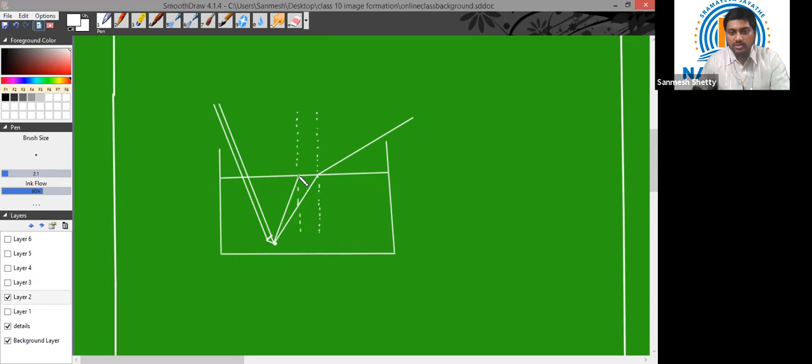Again, this ray will also bend away from the normal, somewhat like this. So both the rays appear to be coming from a point like this. Both these refracted rays appear to be coming from a point which is somewhat greater in height as compared to my pencil tip.